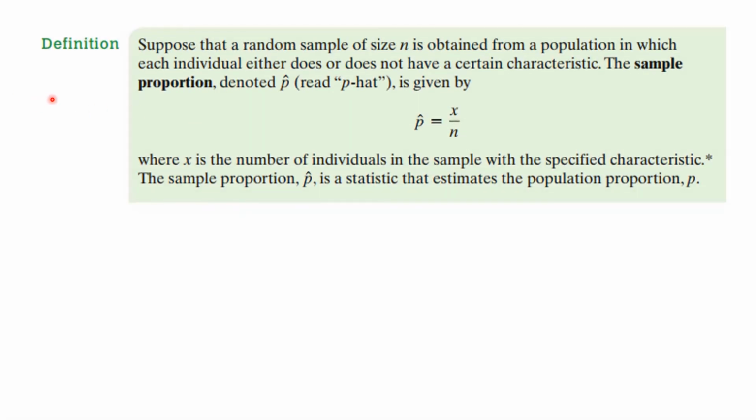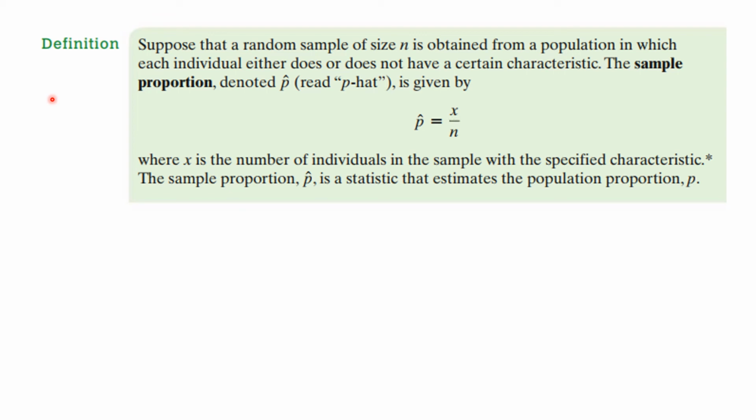Let's begin with the definition. Suppose that a random sample of size n is obtained from a population in which each individual either does or does not have a certain characteristic, like you could smoke or not smoke, you could be Republican or you could be Democrat, and so on and so forth.